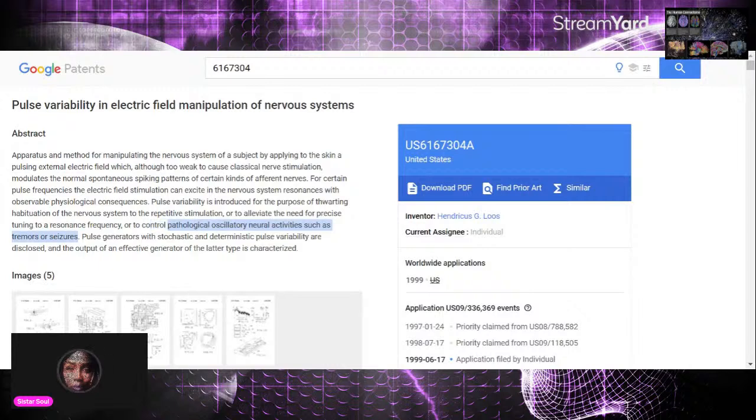Oh, wow. It can possibly introduce tremors or seizures, pulse generators with stochastic, messing with the what? Akashic records, the binary frequency code. Oh my. And deterministic pulsing variabilities are disclosed, and the output of an effectual generator of the latter type is characterized.